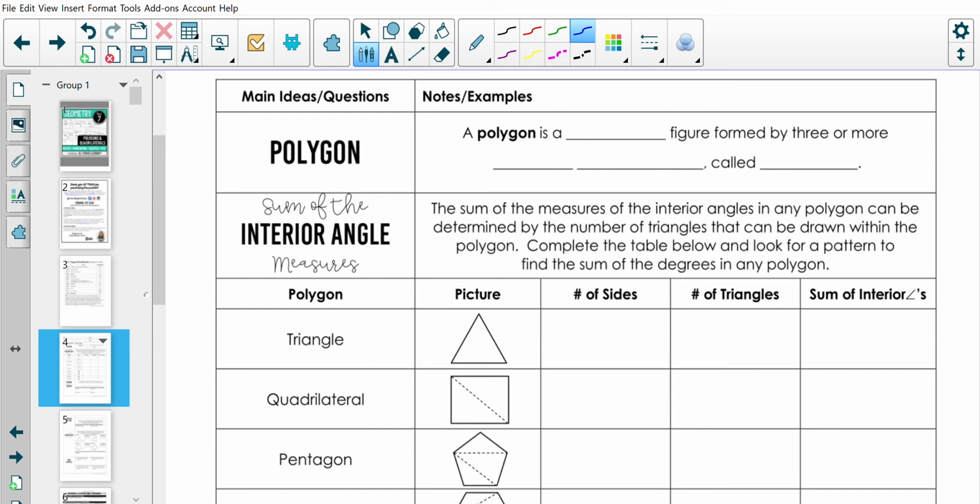Try again. All right. What do you think that blank is? Oh my gosh, you guys are so smart.